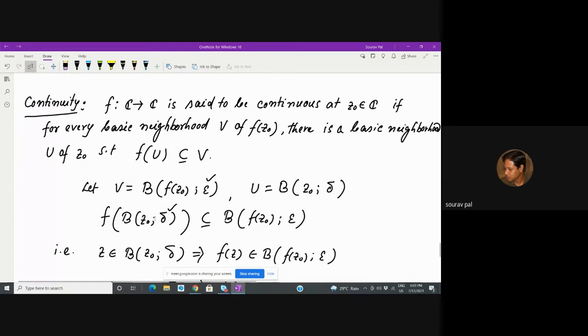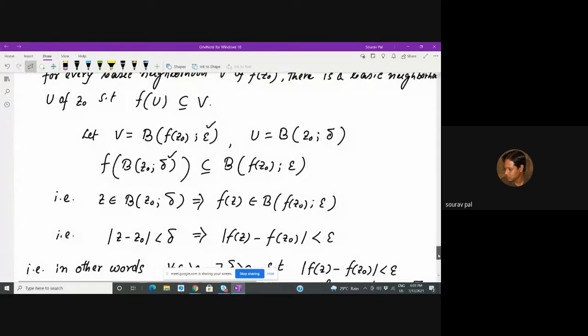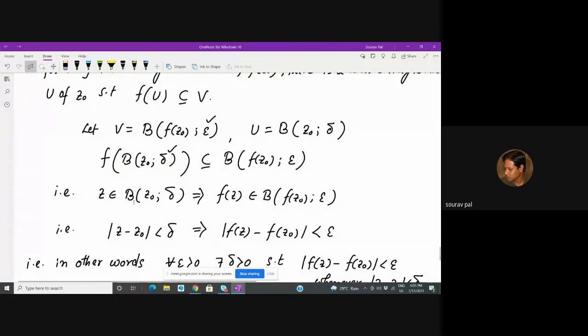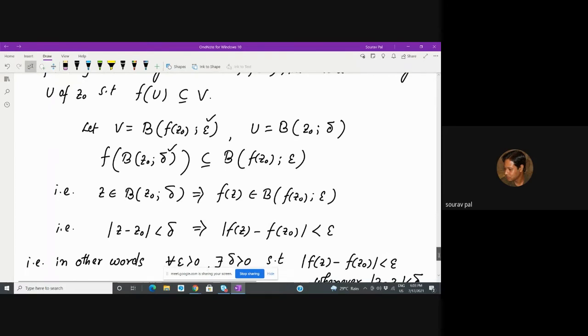And if this thing happens, what does this mean? Whenever z belongs to this ball, and as I said once again, we have a shorter notation to denote this. The points in this ball are denoted by this. An open disk like this is denoted precisely like this. And we know how to denote a closed disk: we put a less than or equal to here. Anyway, we know this shorter notation, and this is the definition of continuity.